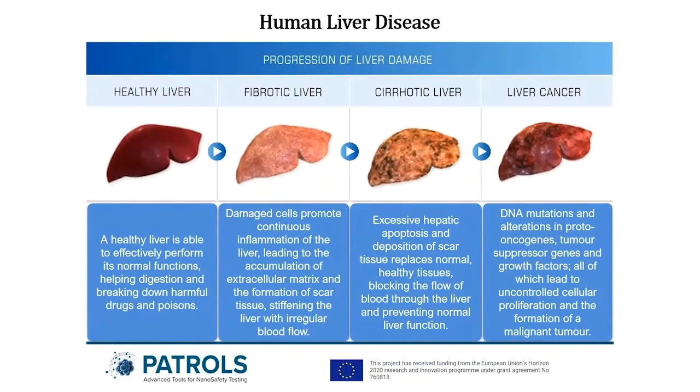Then the final stage of liver disease often ends with liver cancer, and this arises as a result of DNA mutations and alterations in proto-oncogenes, tumor suppressor genes, and growth factors, all of which can lead to uncontrolled cellular proliferation and the formation of malignant tumors. So as you can see, whilst there are a number of different manifestations of liver disease, there is a natural progression with key events which can be targeted for the early detection and prediction of these adverse outcomes.